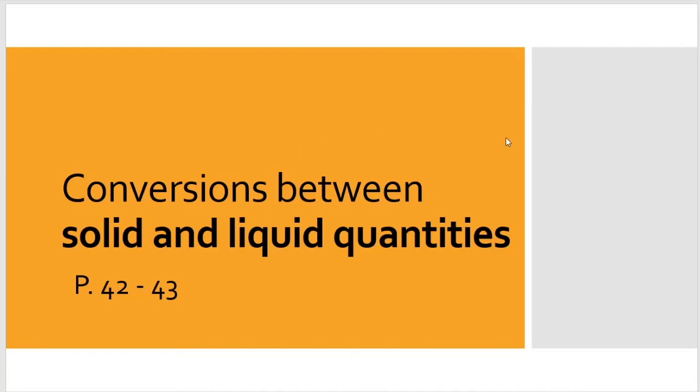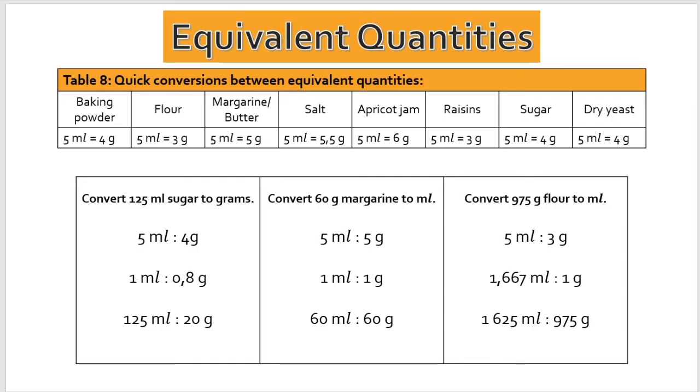We're going to do conversions between solid and liquid quantities. You will see the first one is converting equivalent quantities between grams and milliliters. So they give you a recipe for 24 donuts, and we need to convert the sugar to grams. That's the first one. So if I have 125 milliliters of sugar, how am I going to convert it to grams using the quick conversion table that they give you?